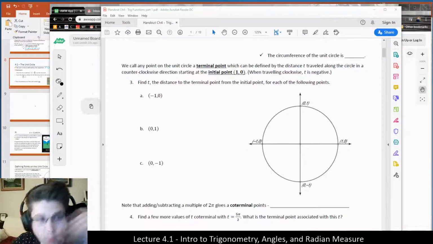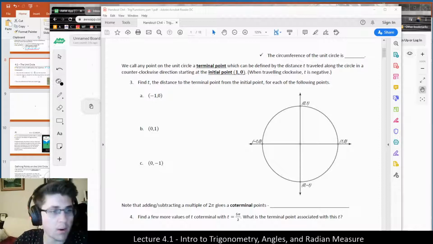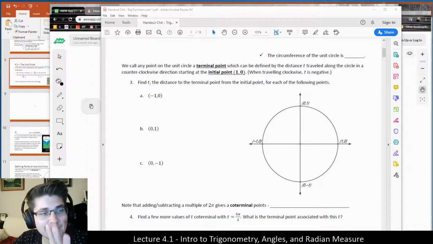Another thing that's very important about initial and terminal points on the unit circle is the distance that they are apart. And this is all probably seeming kind of strange right now and a little bit weird, but I promise that this is very important for understanding the basic trigonometric functions and how they work, which we're almost to.